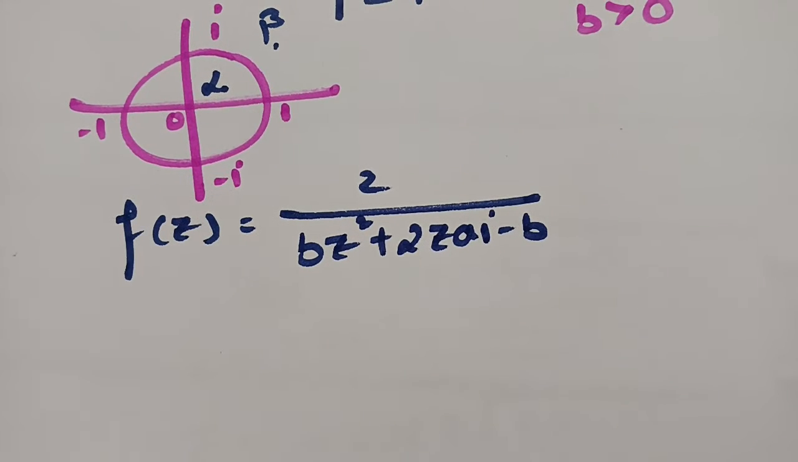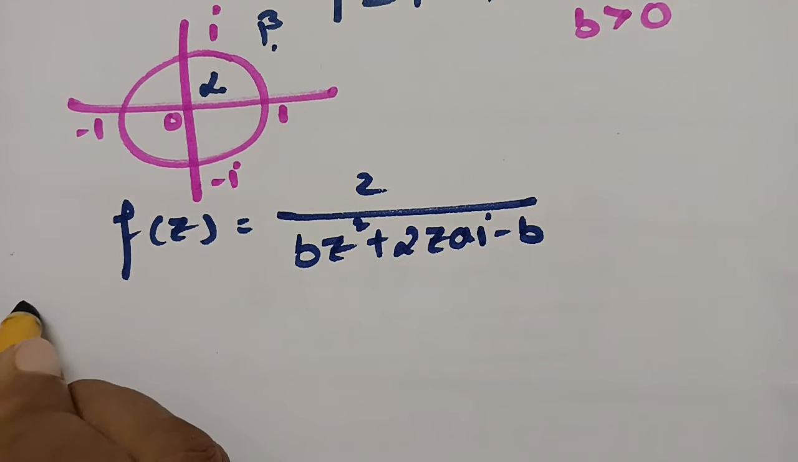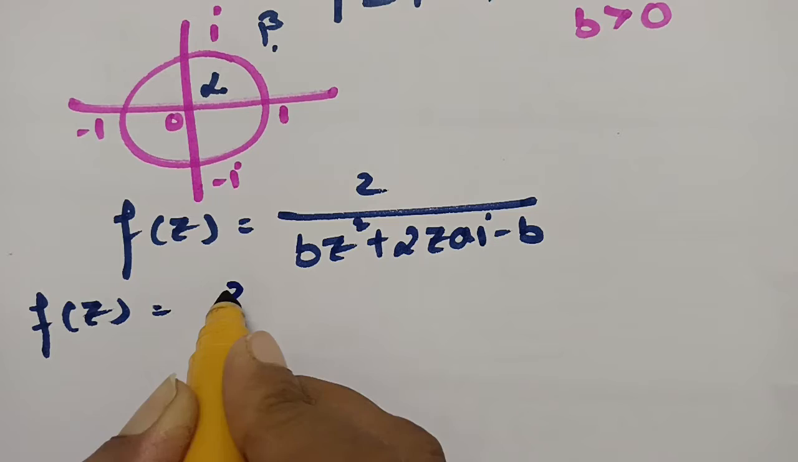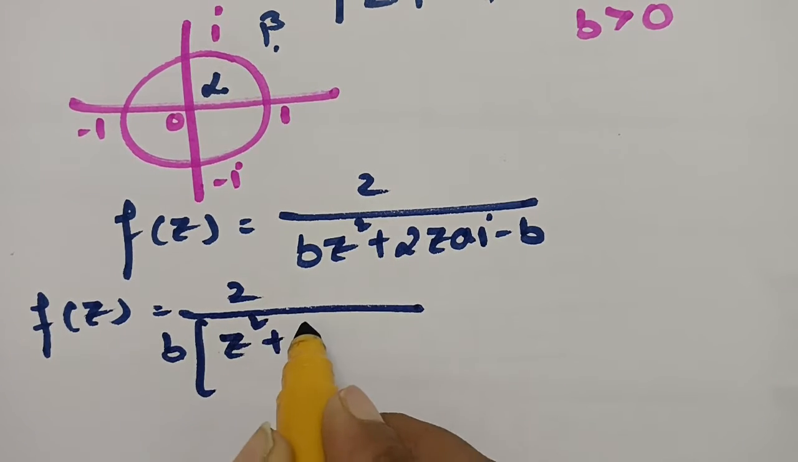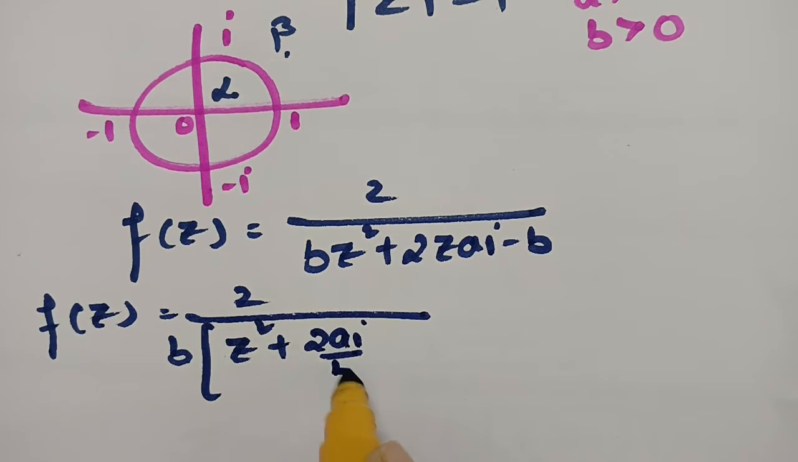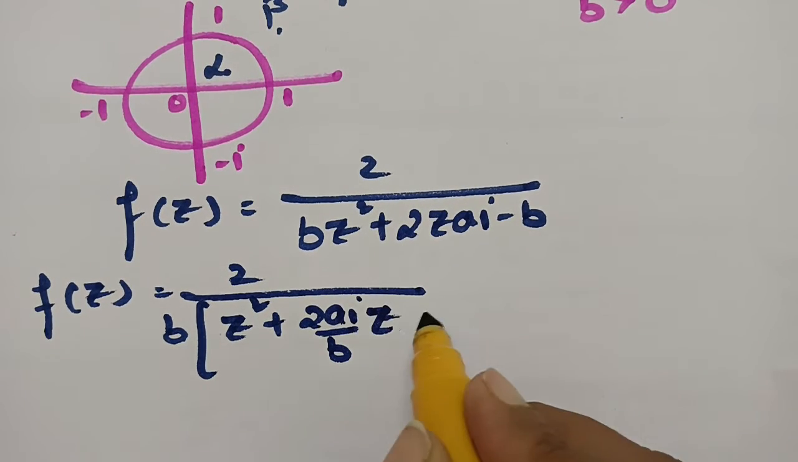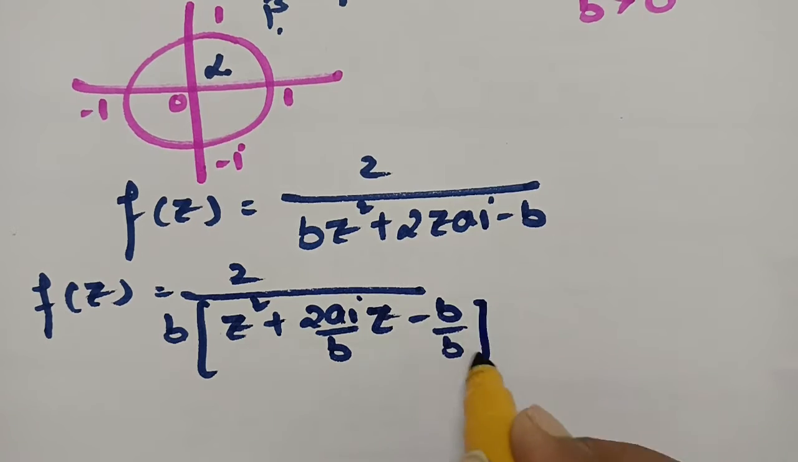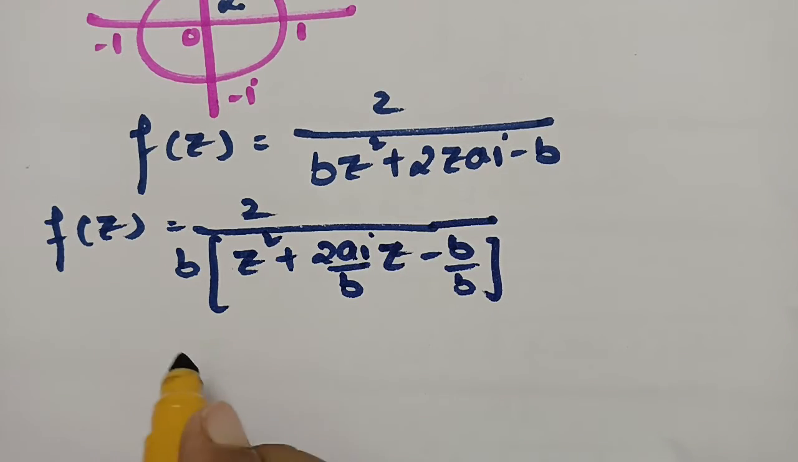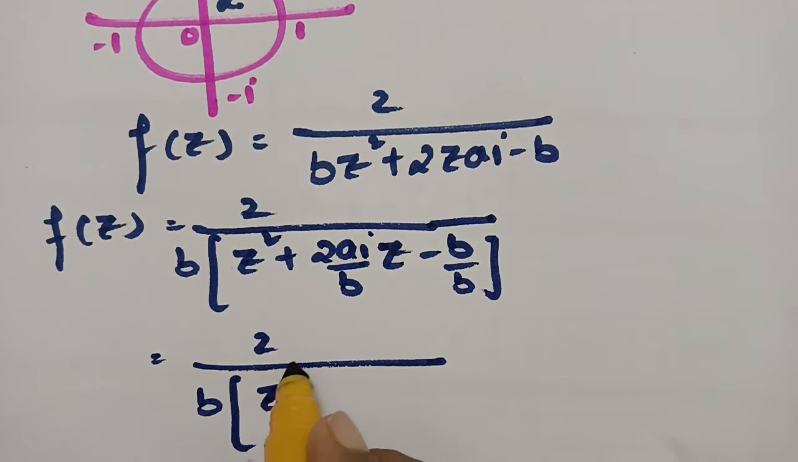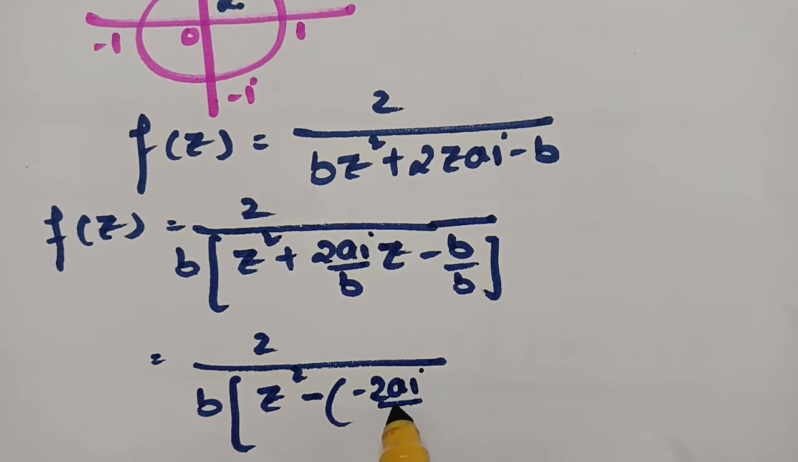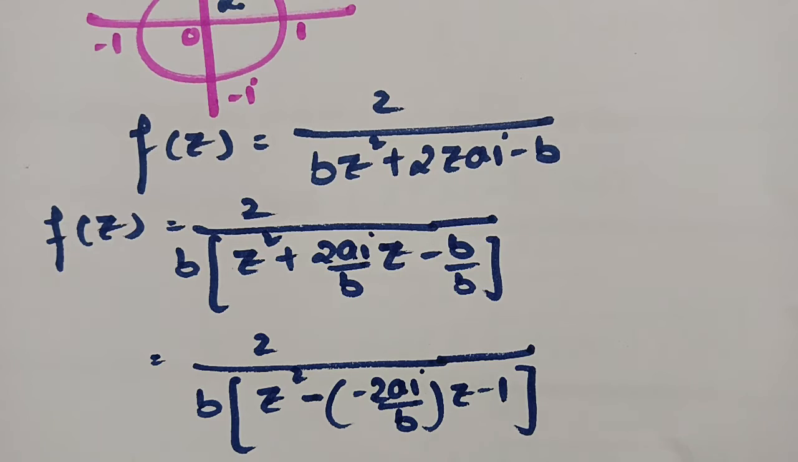From this I am taking b common. For my convenience I am taking b common. So f of z is equal to, this will be z square plus 2ai by b into z minus b by b. Now this can be written as 2 by b times of z square minus of minus 2ai by b into z minus 1. And let us see here.